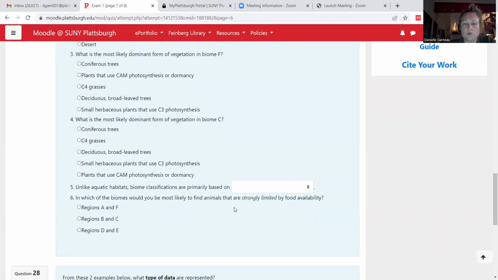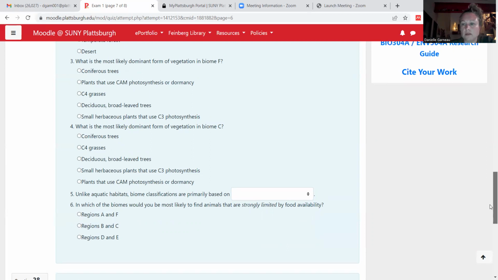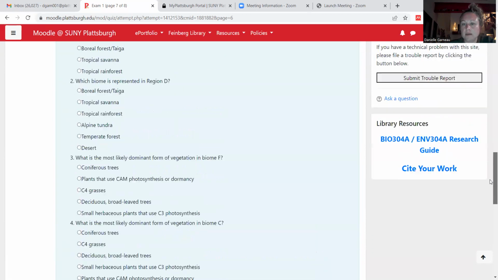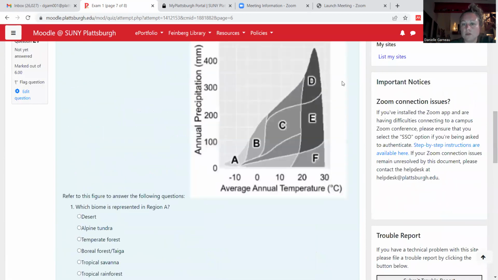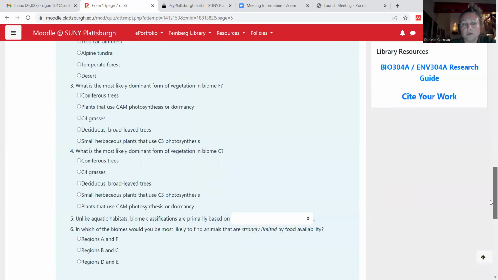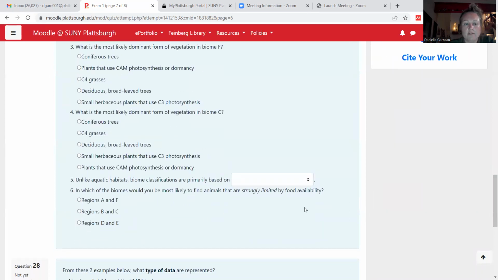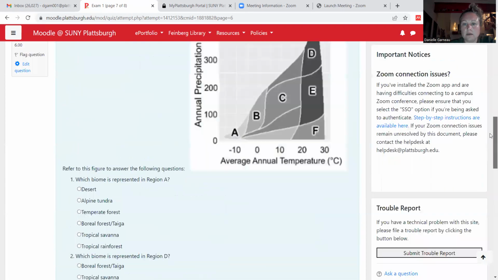And which biomes would you find animals that are strongly limited by food availability? So basically, where is it tough to live? What kind of habitat makes it tough to live? Tropics, they're doing pretty good, right? Temperate, they're doing pretty good too. We've even got some animals that are doing pretty well in the Serengeti, grasslands and savanna type habitats, right? It's more so when you're in the tundra and when you're in the desert, where there are extremes, that animals run into trouble. So let's see what our answers could be. A and F, B and C, and D and E. Well, A is our tundra and F is our desert. So that would be the best fit right there.